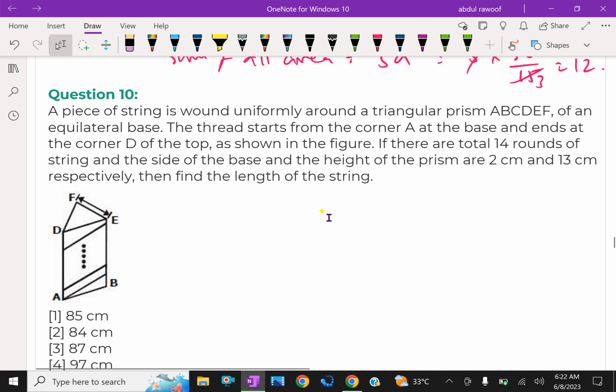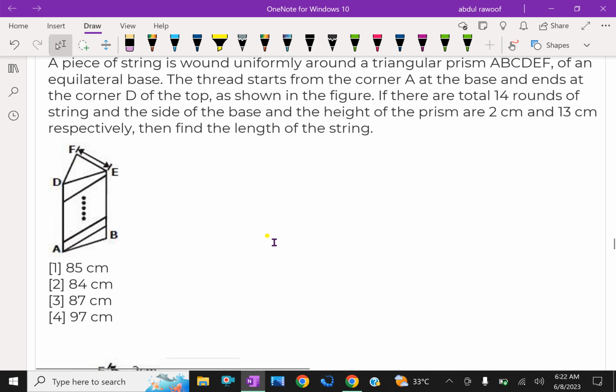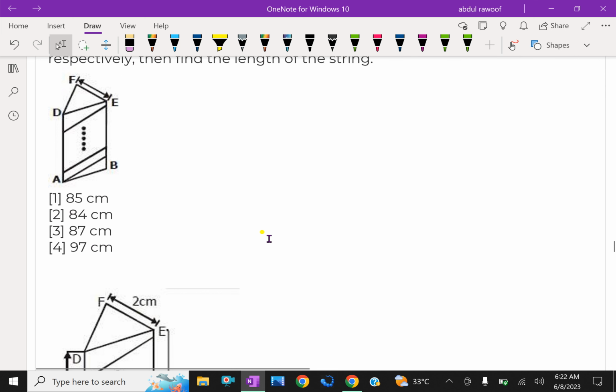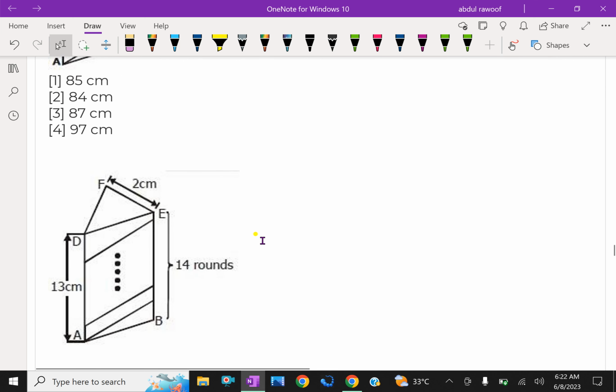Here, look at this setup. This is wound around with 14 rounds and reaches the top. So if you open out the prism, it gives a rectangular face.